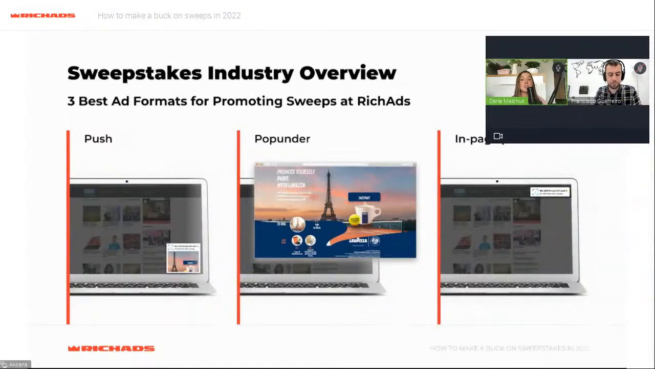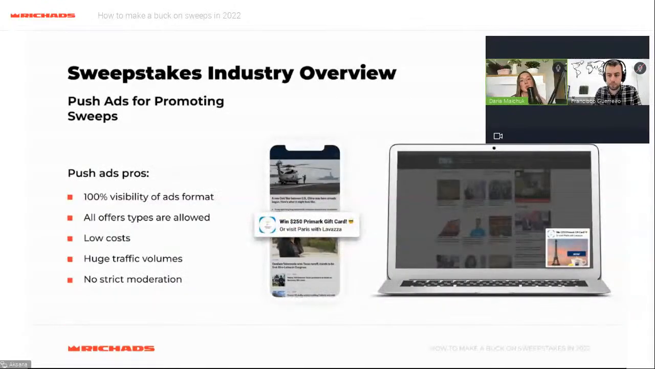And RichAds have at least 3 ad formats that can be used for their promotion: ordinary push ads, pop-unders, and in-page push. Let's have a look into these ad formats more closely. Classic push ads are the most suitable ad format for sweepstakes. The thing is they look like a notification from the messenger, and the user notices them 100%. When we talk about push ads, we definitely have no banner blindness.